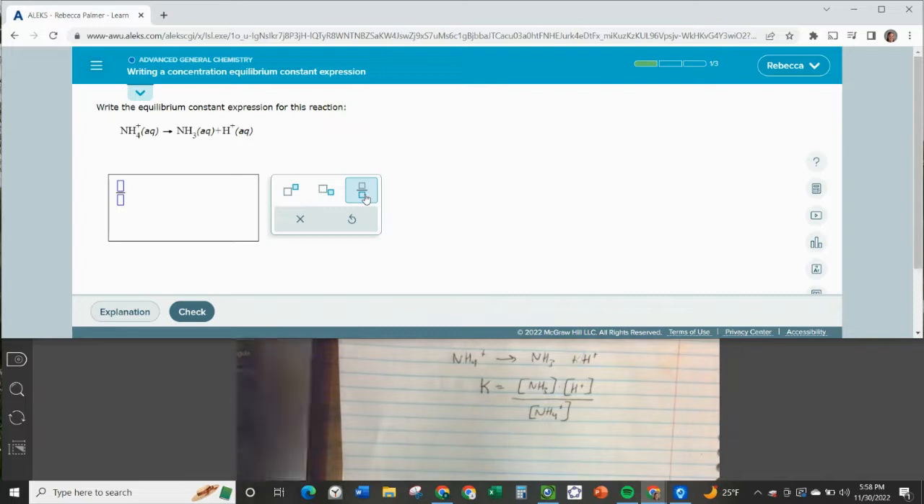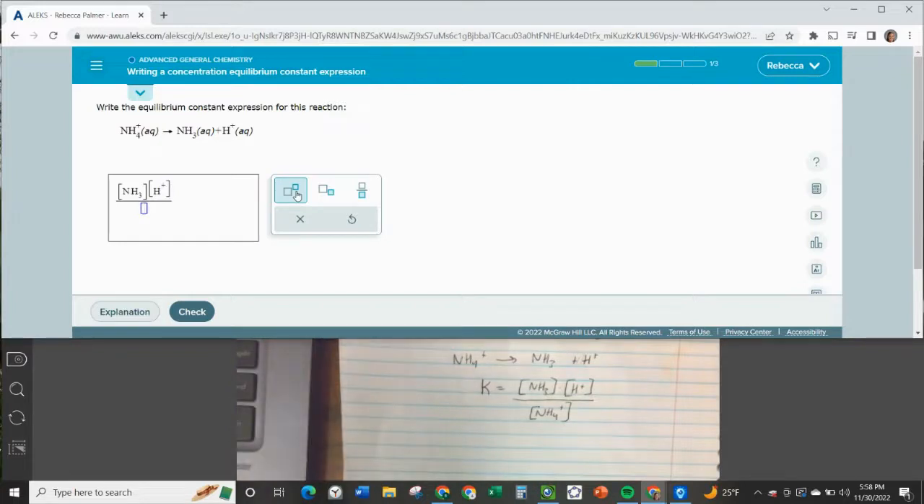So we would write something like this, where we have our bracket, and then we have NH3 bracket, and then times another bracket, we have another product, H+ bracket, divided by NH4+, and then I forgot to put a bracket around this. So this is what we would type in for the equilibrium expression for this equation.